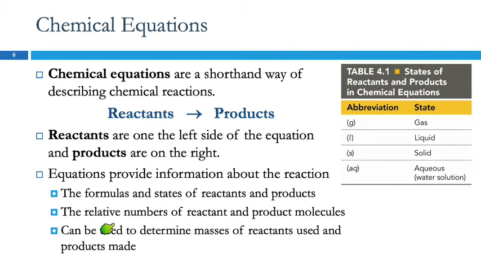From a chemical equation, we can get the formulas and states, like solid, liquid, gas, of reactants and products. We can get the relative numbers of reactant and product molecules, and we can also determine, if I had this mass of reactant, what mass of product could I expect? That makes chemical equations very useful. These are the abbreviations we use to identify the state of a substance: g for gas, a lowercase l for liquid, s for solid, and aq for aqueous, meaning dissolved in water.